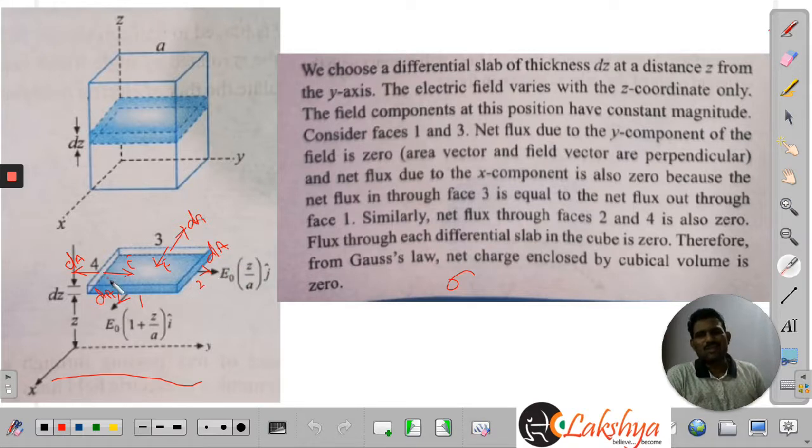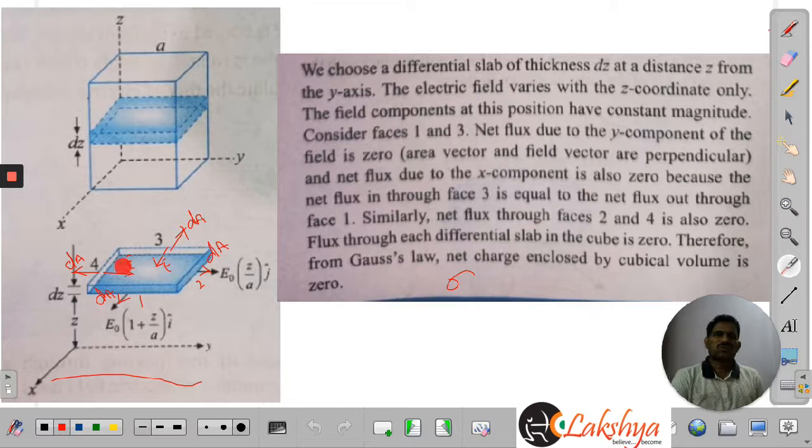Now similarly for 4, the electric field vector will be along the positive y-axis and the area vector along the negative y-axis, so they are opposite each other. Again the field strength will be the same, because z is the same here. So you get the same flux, but with a negative sign. Again we can conclude that whatever flux enters phase 4, the same flux leaves phase 2 from this side. So the net flux passing through 2 and 4 will be 0.